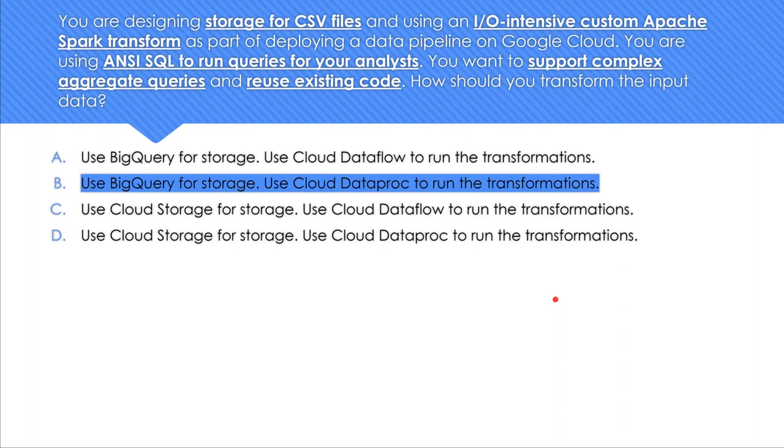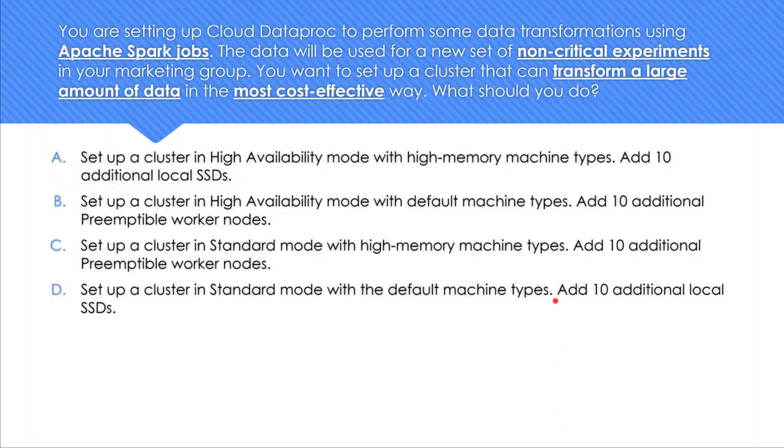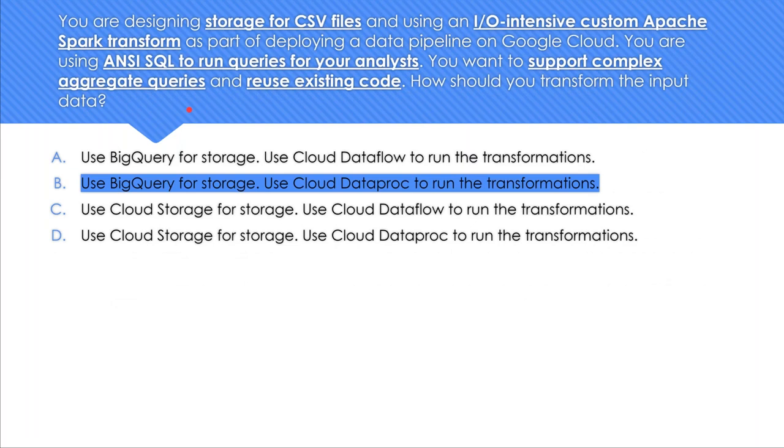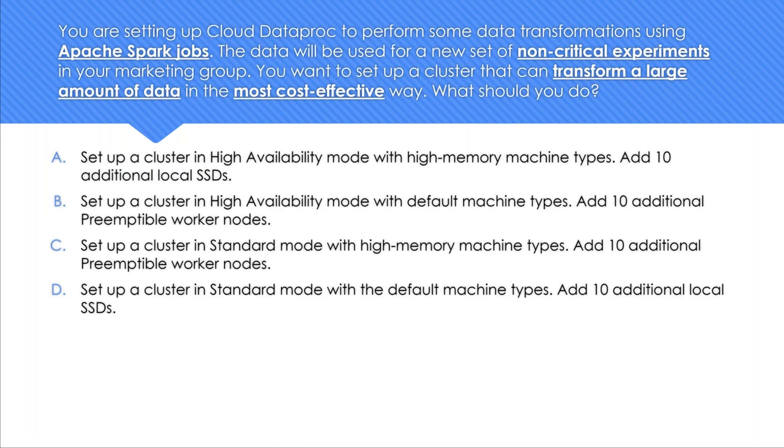Moving on to the next question, please read the question. It's a little tricky. You are setting up Dataproc to perform some data transformation, Hadoop Dataproc. They themselves mentioned it, so you don't need to worry much there. The whole purpose of putting these questions back to back is something I have seen in the exam myself. Assume this is the fifth question in your exam, and you get another question on Dataproc, which could be the 45th question.